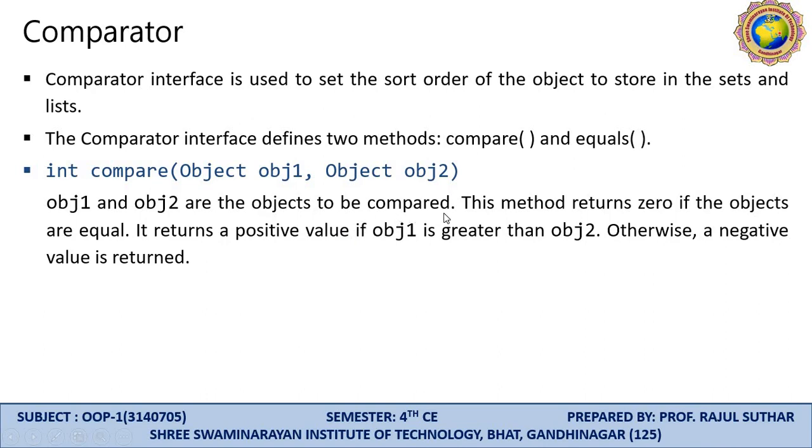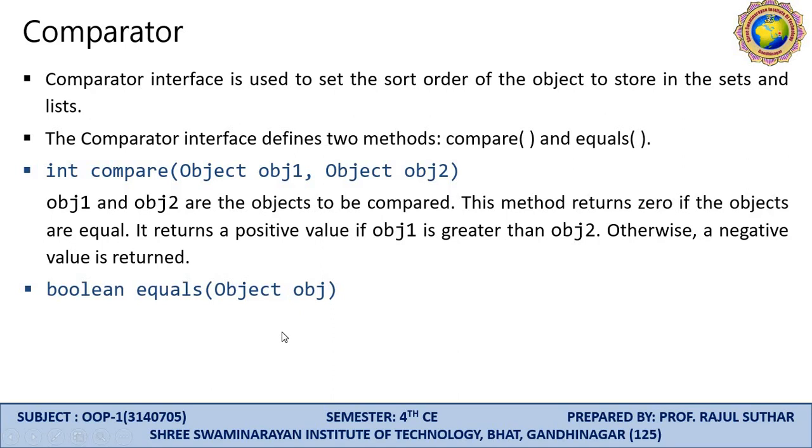This method returns 0 if the objects are equal. It returns a positive value if object1 is greater than object2. Otherwise, a negative value is returned. Comparator means comparing the two objects, object1 and object2.